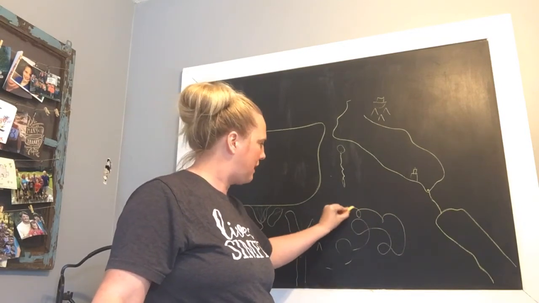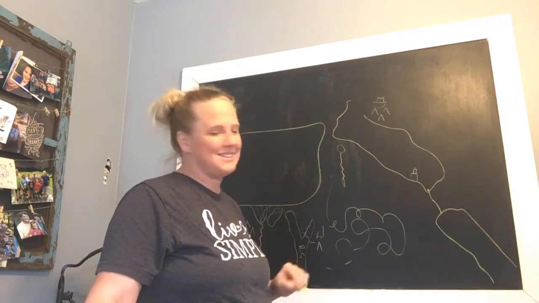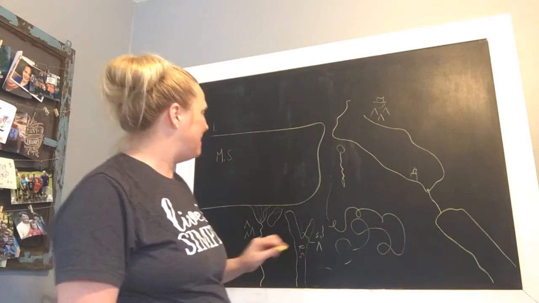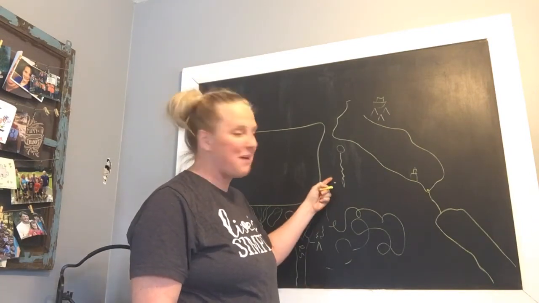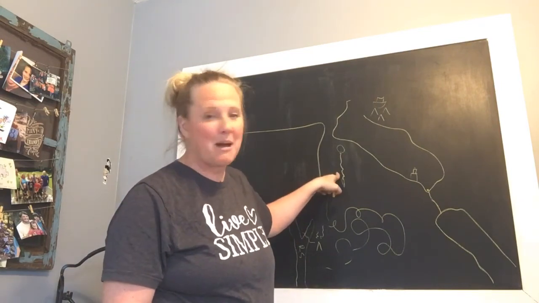They wandered around there for a while, and eventually they made it back to the Promised Land, which is where Abraham and the nation of Israel began. And then we can talk about Jericho. We can talk about Bethlehem, which is where Jesus was born. We can talk about Jerusalem, which is right about there.